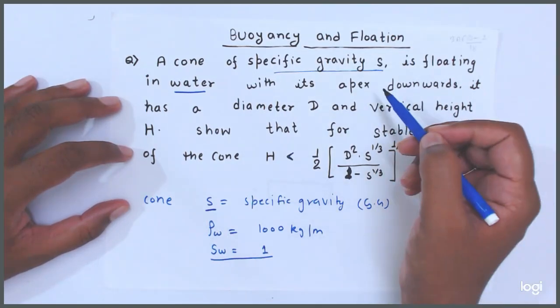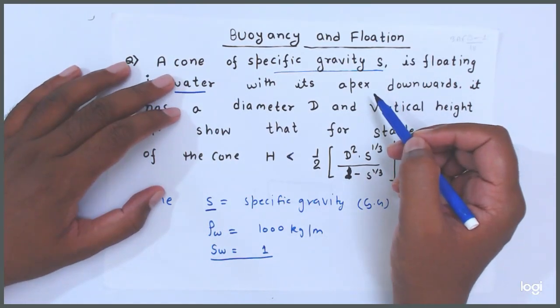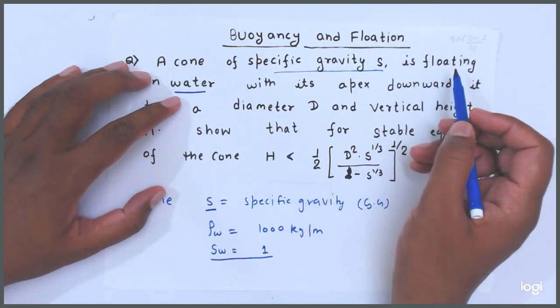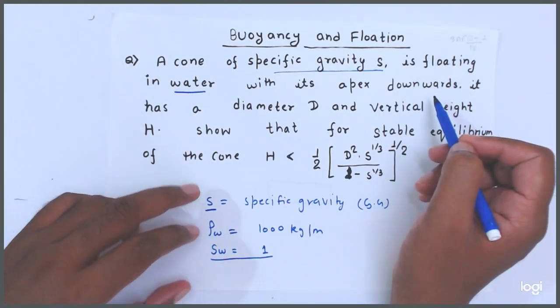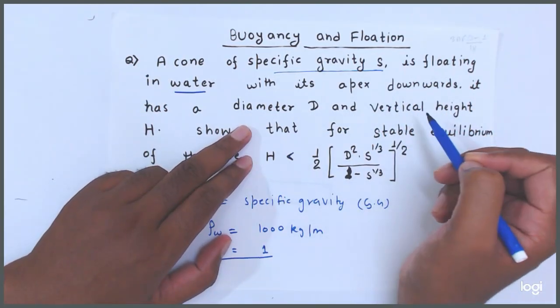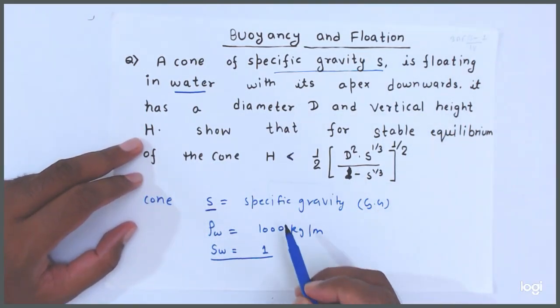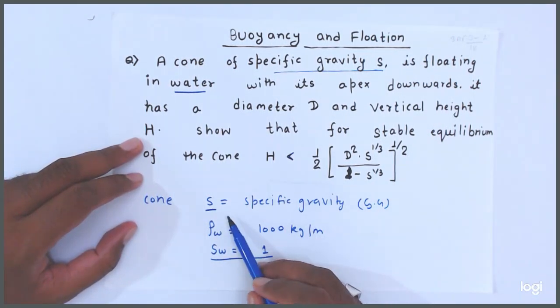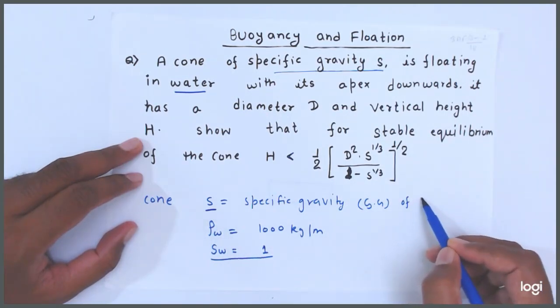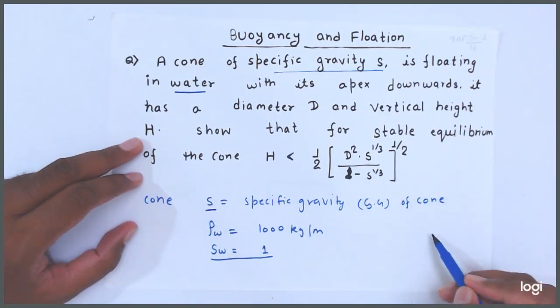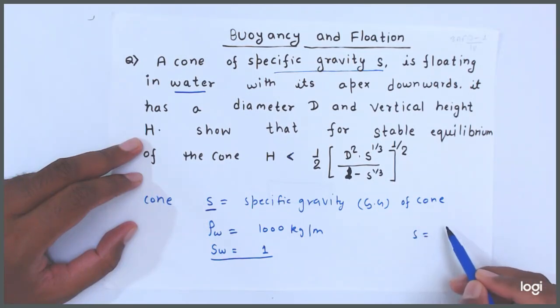Now first understand here, friends, we are talking about a cone which is floating in water. Its apex is downward and it has a base diameter of capital D and vertical height of H. Here the data has given specific gravity S as the specific gravity of the cone, and we know that specific gravity S is equal to density of body upon density of standard fluid, or we can say water is the standard fluid, so S is equal to density of body upon density of water.